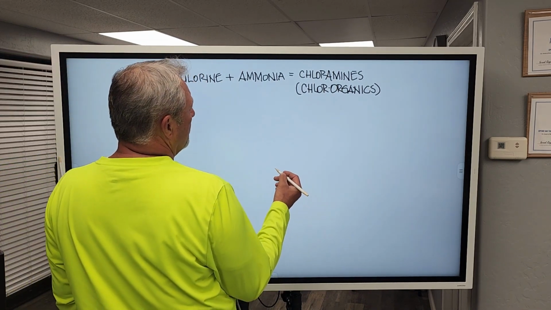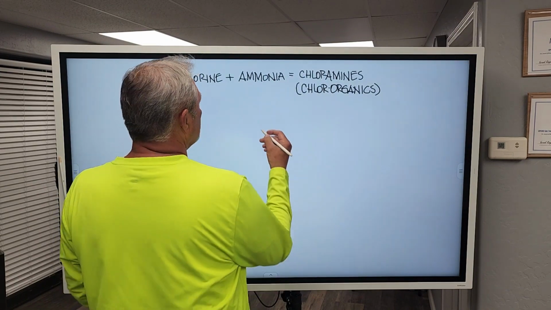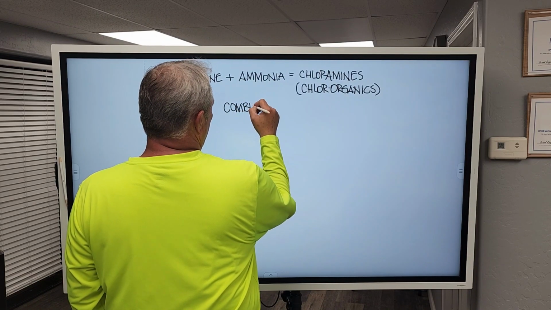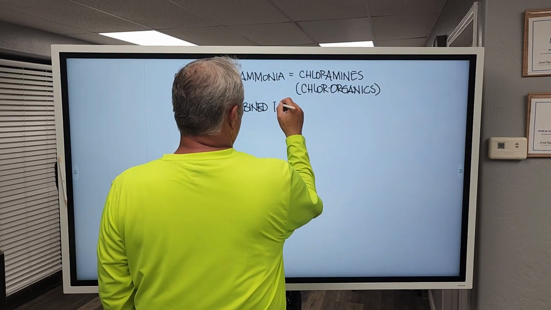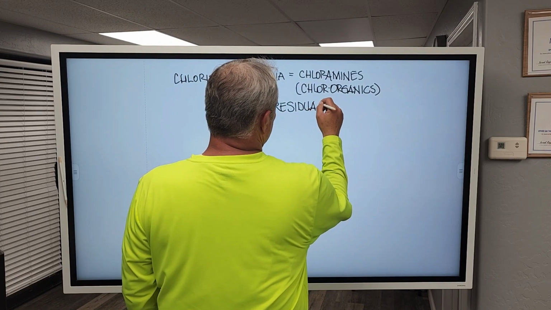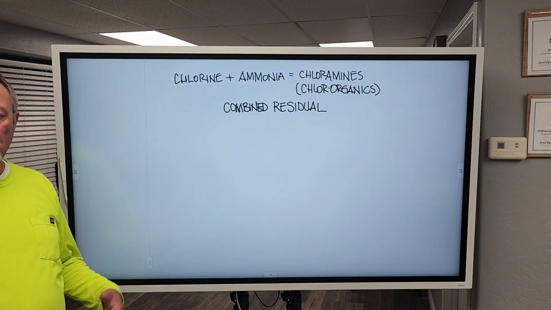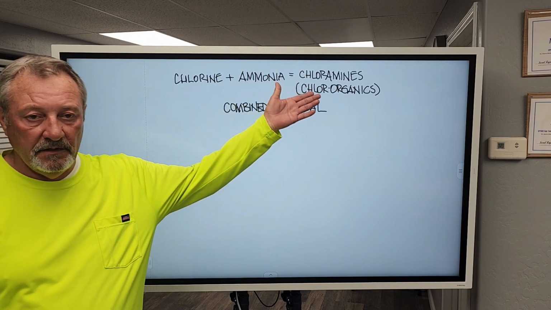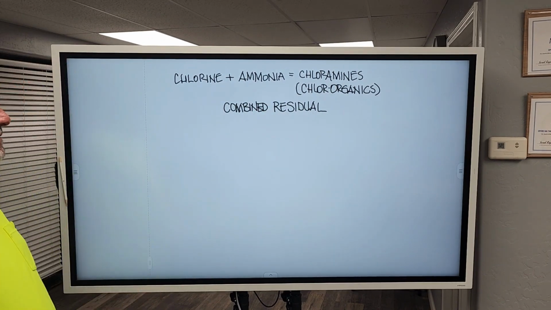But when we test to see the amount of chloramines in our water, we call that the combined residual. A combined residual is the amount of chlorine that is combined with this ammonia and this other organic material to form chloramines. Now, we don't have a combined residual test, but we do have a few others.